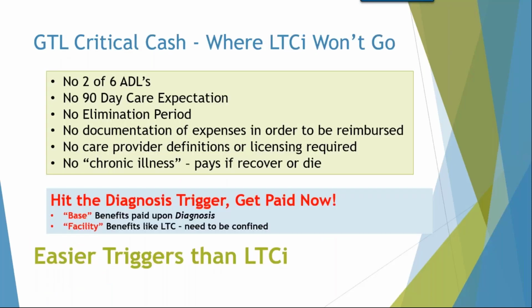And again, this is more for later on, but basically critical cash goes where long-term care can't. There's no 2 of 6 ADLs with a 90-day exception. This is a diagnosis trigger. And remember, one of the cool things is chronic illness means that it pays whether you recover or even if you die. So with a plan like this, I can get a stroke.